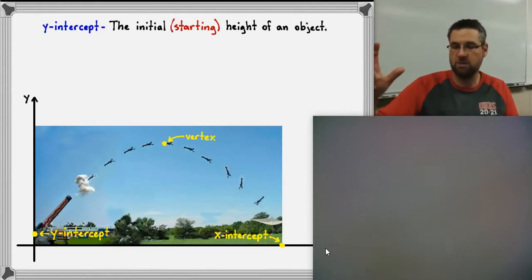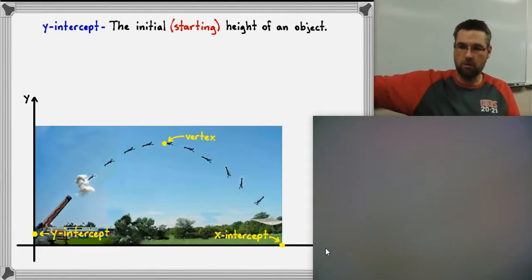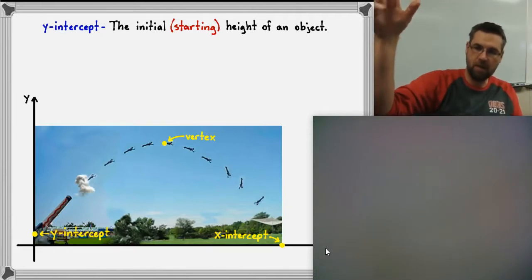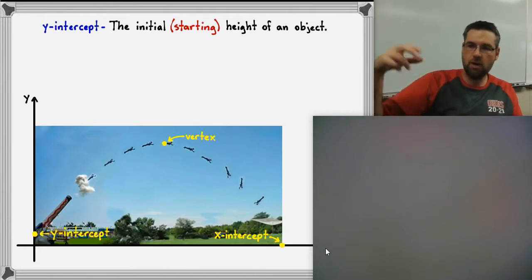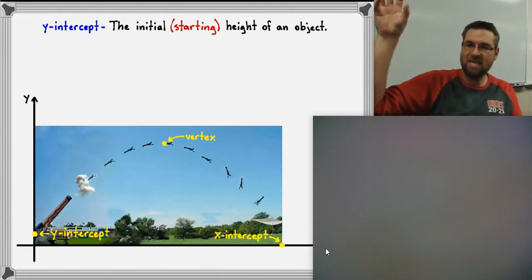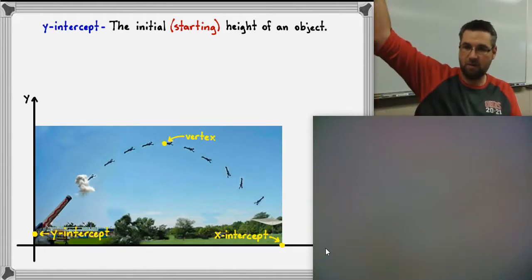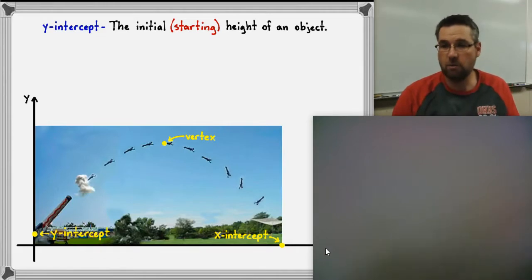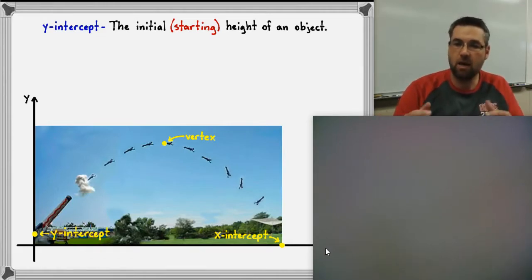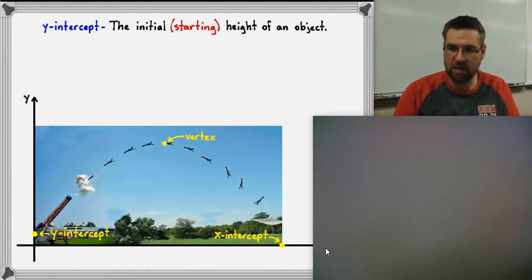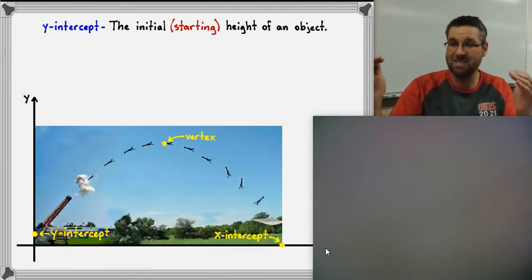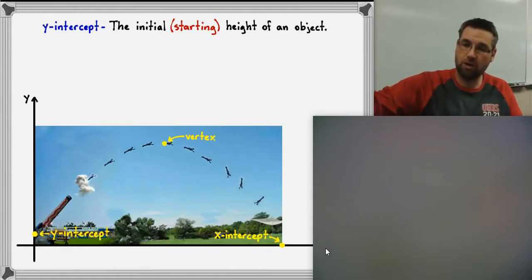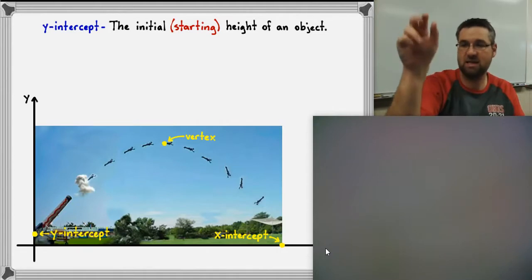So if I was playing baseball and I was to throw a baseball, right? Just throw the baseball. I'm 6 feet tall, so it would be reasonable that the initial height would be 6.5 feet, right? Maybe 7 feet if I'm reaching way up here to throw it, right? So my initial height would be 7 feet. That would be the y value of my y-intercept. So my y-intercept would be (0, 7) because I initially started throwing that ball at a height of 7 feet.